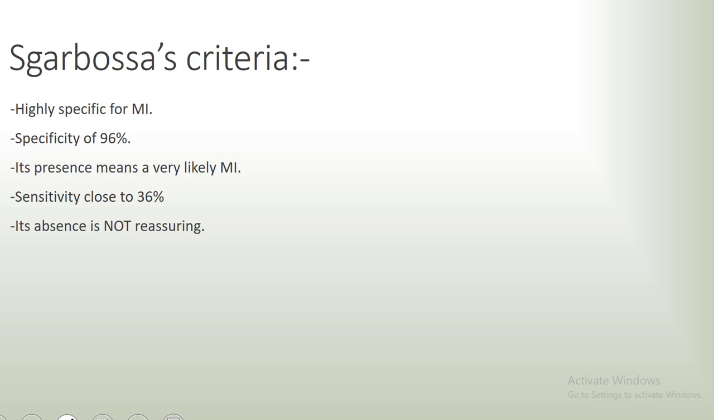The Sgarbossa criteria are highly specific for MI. The specificity is around 96%, so its presence means that it's very likely to be ischemia. However, its sensitivity is not that good. It's close to 36%. So it's going to be missing a lot of cases, and the absence of Sgarbossa criteria is not really reassuring.